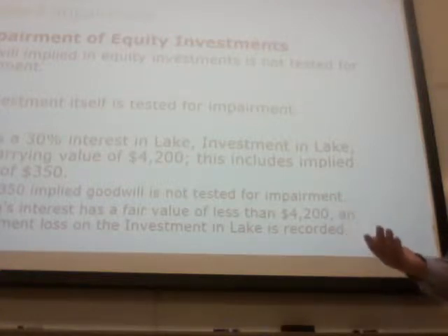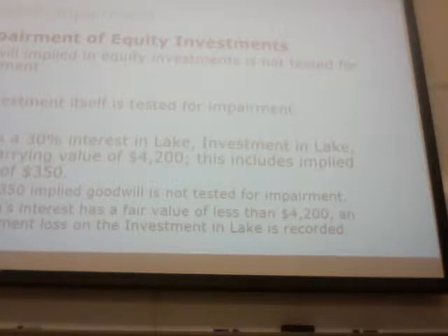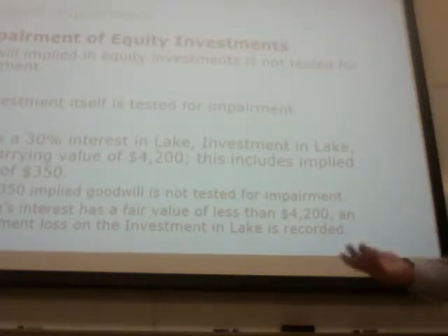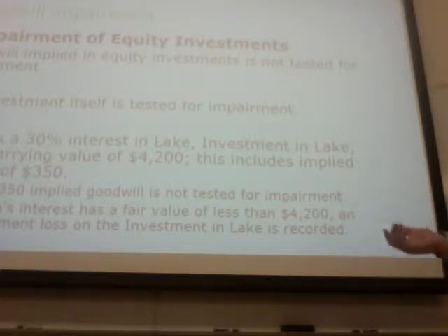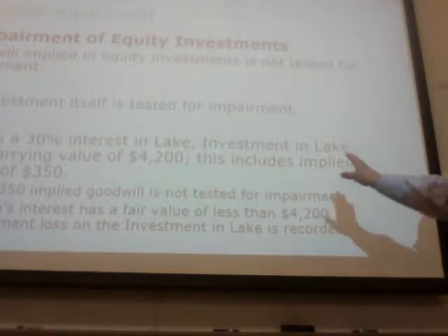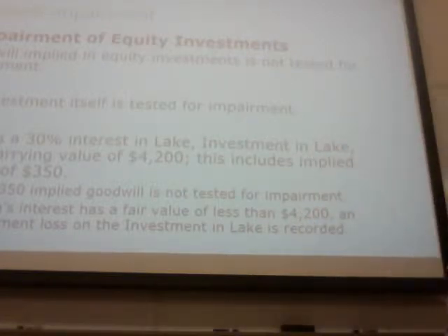Well, we find pollution on Lake's property. There's an impairment there. Lake has a factory in Venezuela that just got nationalized, right? The government decided it was their property and took it under eminent domain. There could be different events that happen, and it's the impairment loss on the investment itself that's going to be recorded, not necessarily to the goodwill.